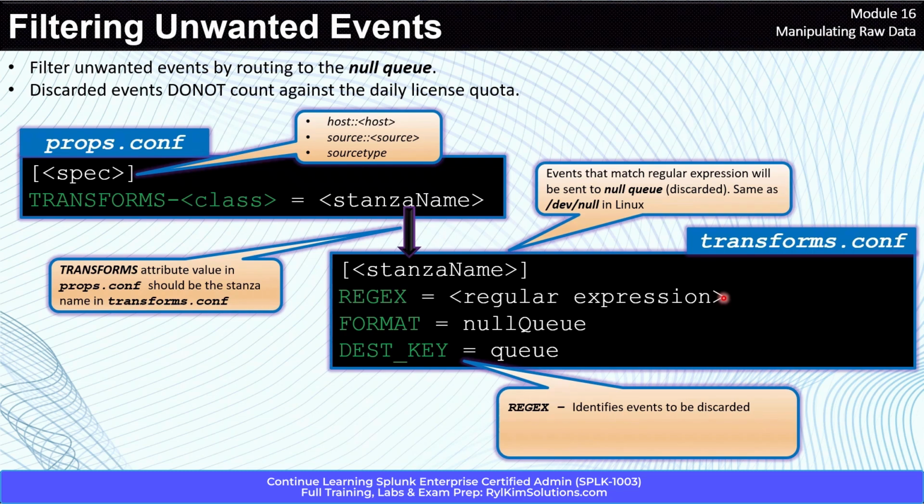Now, how do you discard those events? You discard them by using the null queue value in the format attribute. So the format attribute here specifies the queue value. So when you use nullQueue here, it means that it's going to discard those events. And again, in this case, you have your destination key, which specifies the destination here just as queue. So this is not a metadata as we've seen in the other cases. Once you say destination queue, it's going to understand that it's a queue. And when you have nullQueue here, the understanding is that those events are going to be discarded.